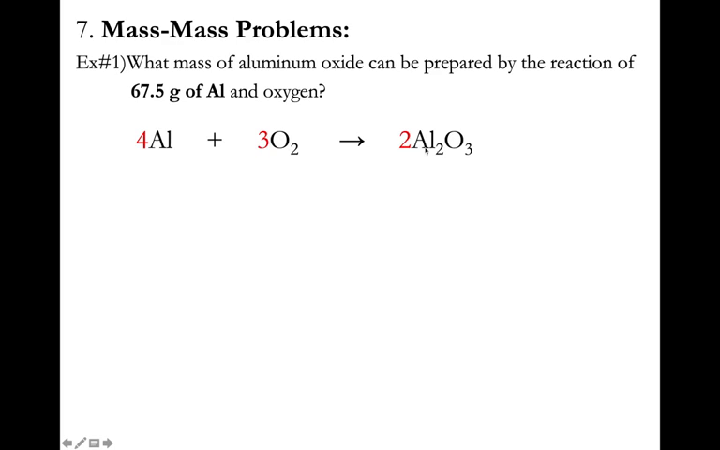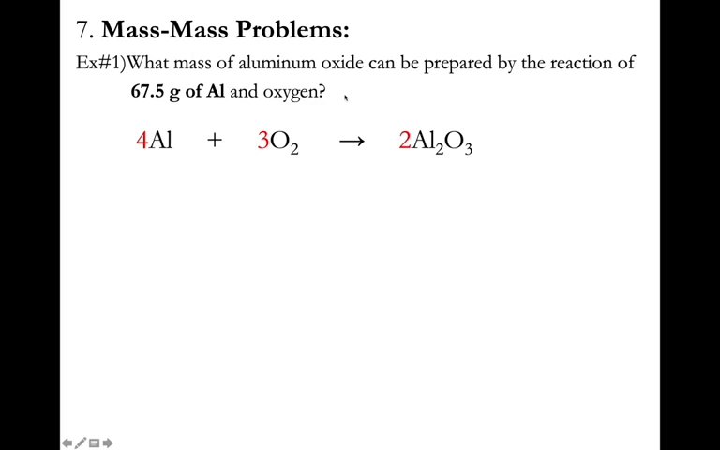Next, let's look at my aluminum. By adding the 2 here earlier, now I have 4 aluminums, and it's very easy to adjust this aluminum because it's monatomic. It's just aluminum by itself. Now we have our balanced equation. Let's jump into the stoichiometry.